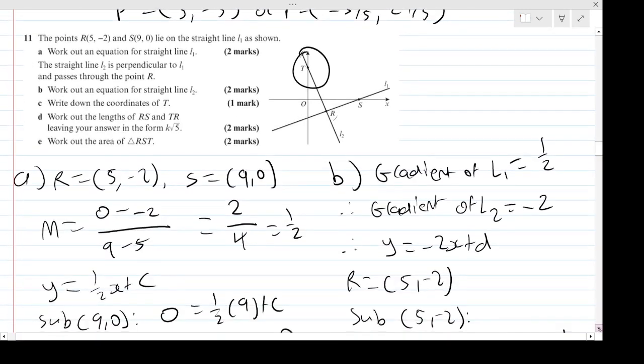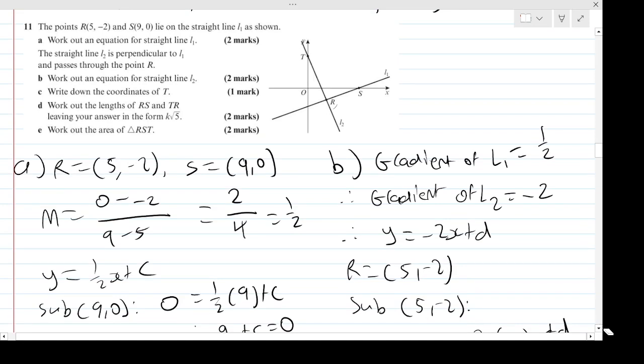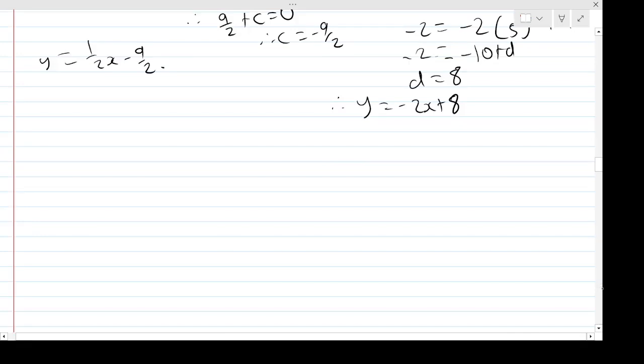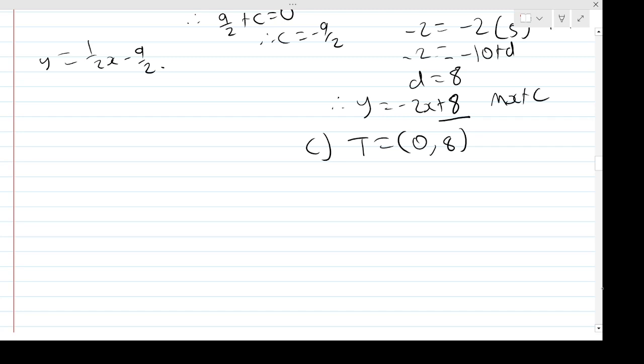Okay, so T is on the line L2. Well, we just worked out the equation of L2, so we can use that here. T is the y-intercept. That's when x is 0, and the y-intercept is 8, right? Remember y = mx + c. The c is the y-intercept, okay? And m was the gradient. So we can easily read off that T is (0, 8).